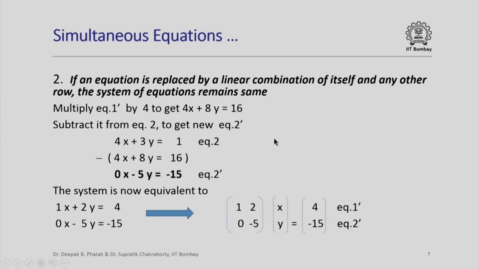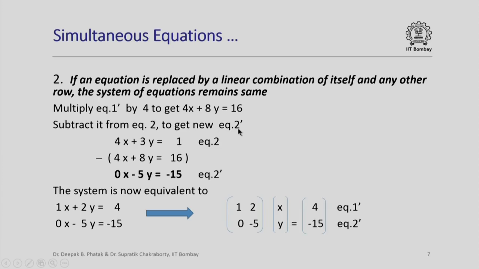The second important property that we utilize to implement the Gaussian elimination algorithm is that if an equation is replaced by a linear combination of itself and any other row, the system of equations remains the same. So, basically we are trying to transform the system into an equivalent system, but the new system should be more amenable to finding the final solution. In terms of practical usage, we can multiply equation 1 prime by 4 to get 4x plus 8y equal to 16. And now we subtract it from equation 2 to get a new equation 2 prime.